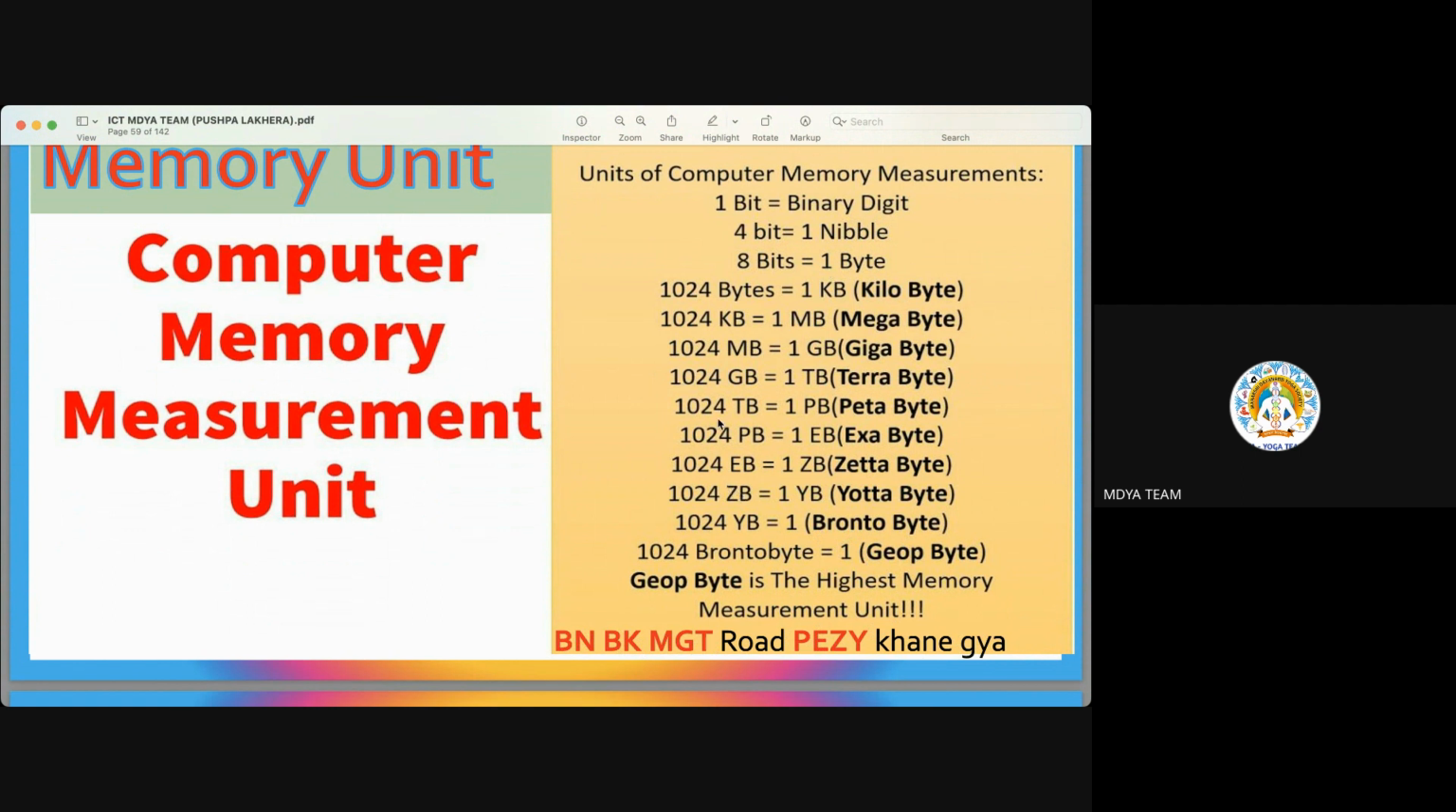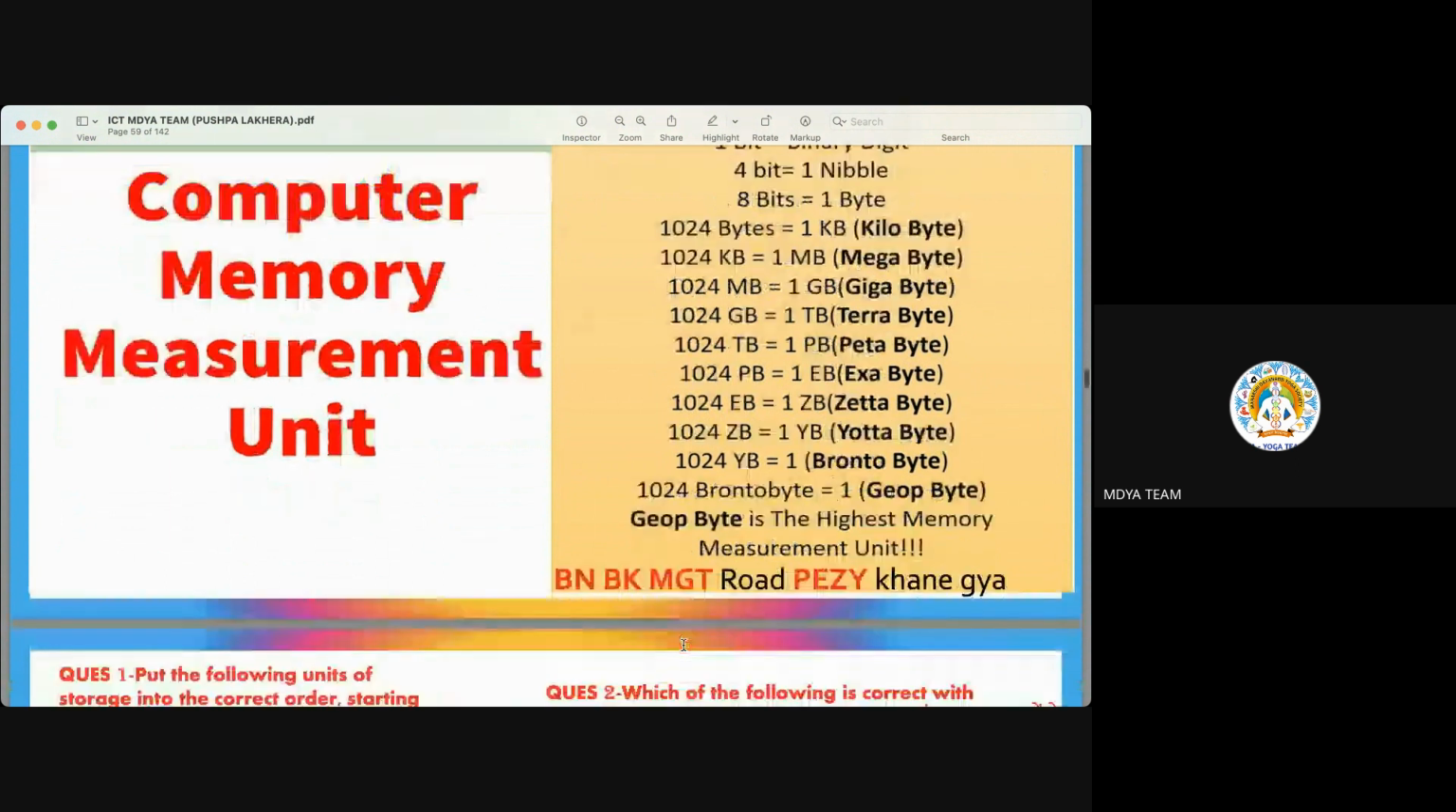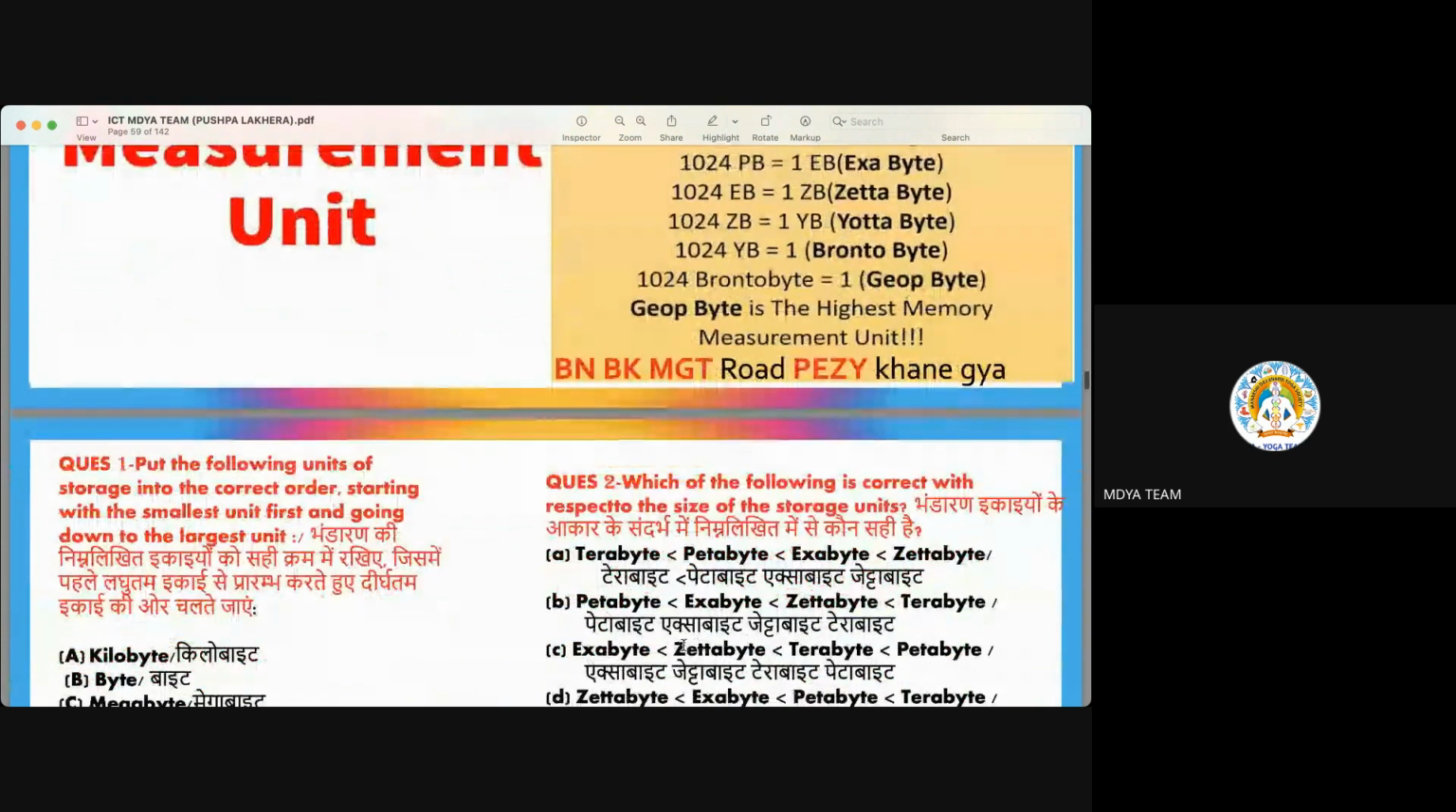Sometimes they ask how many bytes are there in 1024 terabytes, whether it is 1 petabyte, 1 terabyte, 1 exabyte, or 1 zettabyte. So 1024 terabytes is equal to 1 petabyte. That way you can learn this table. This is the thing which you should remember. BNBK MGT pizza. MGT road पे पिज्जा खाने गया.